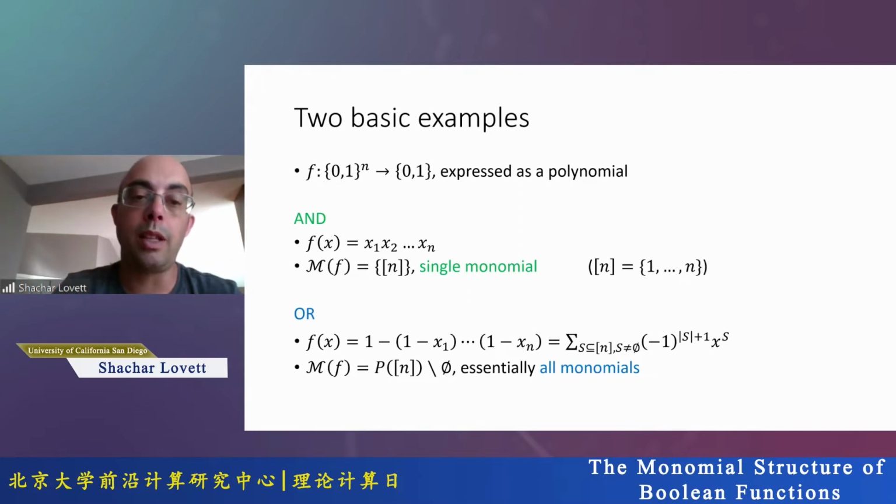And we're going to try to understand these monomials not for the AND or the OR, but for arbitrary Boolean functions. So I think now is a good point to make sure that everybody understands the definition of what we're trying to understand: which monomials appear in a Boolean function. Any questions so far?